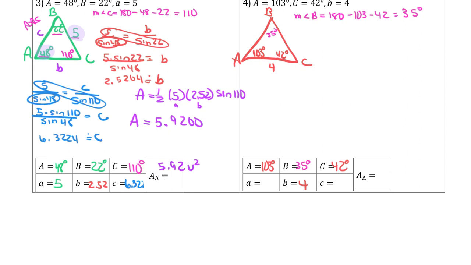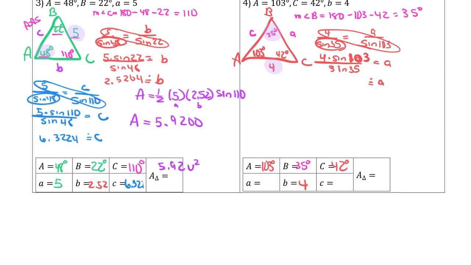My sides that I'm missing are side C and side A. So I am given side B and angle B. So that's the ratio I'm going to use to solve using the law of sines. So 4 over sine 35. Let's go with A first. So angle A is 103. So 4 times sine 103 over sine 35 is what A is going to equal.